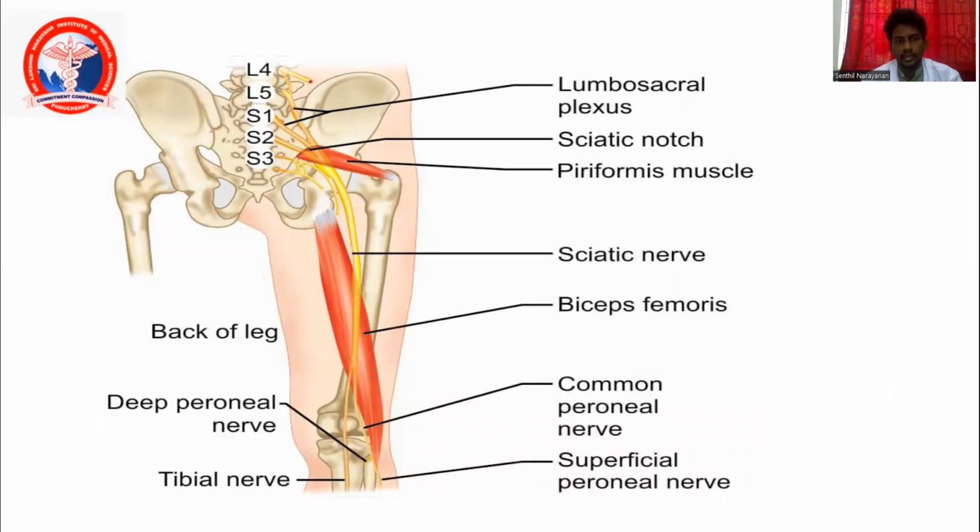Here we can see that once the sciatic nerve forms and comes out of the pelvis through the greater sciatic notch just below the piriformis and enters the posterior compartment of the thigh, and then it enters the popliteal fossa. There it divides into the common peroneal nerve and the tibial nerve. Common peroneal nerve supplies the lateral and anterior compartment of the leg. Tibial nerve supplies the posterior compartment of the leg.